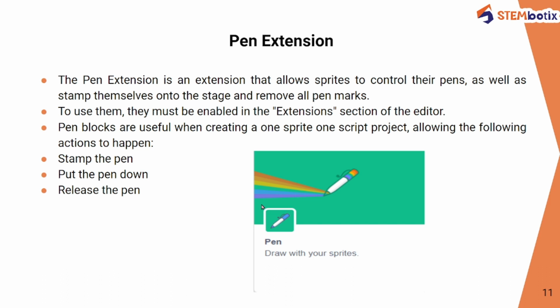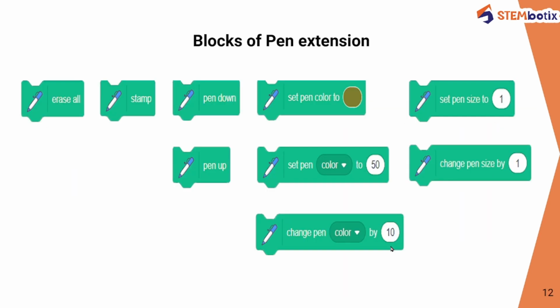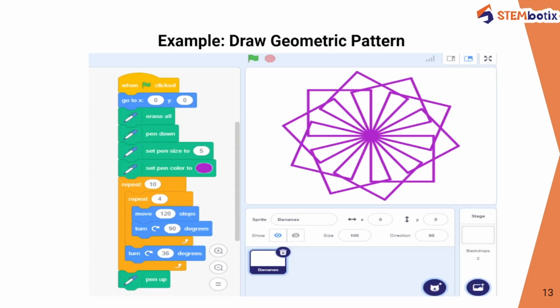So this is how your pen extension looks in Blockzie. When you enable it, you will see the extension something like this, and after that your extension will be added to the block programming palette. These are the blocks available in the pen extension. Using these different blocks, you can create any graph, any design, or anything which you want your sprite to do. So this is one example using the pen extension. We will see that in Blockzie.